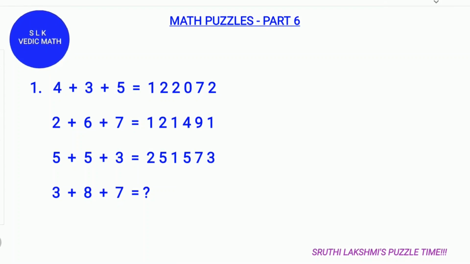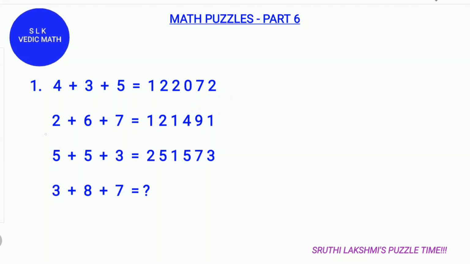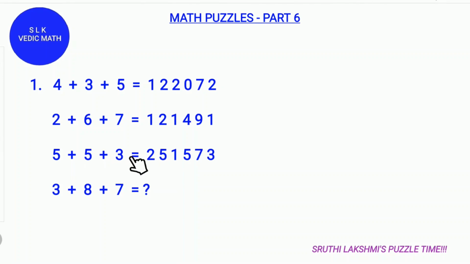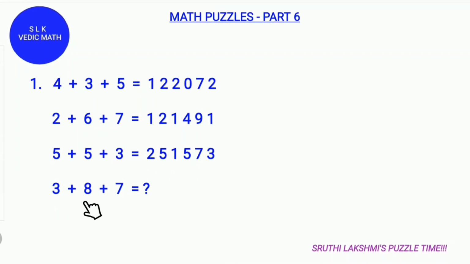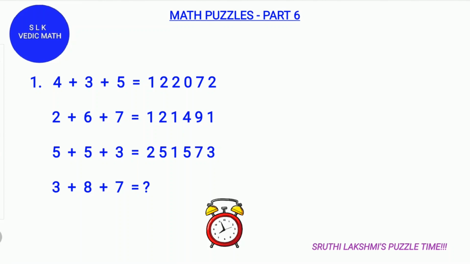Today we're going to see a few math puzzles. Part 6. Puzzle number 1. 4 plus 3 plus 5 is 122072. 2 plus 6 plus 7 is 121491. 5 plus 5 plus 3 is 251573. So what is 3 plus 8 plus 7? You will have 20 seconds to solve this problem. Starting now.